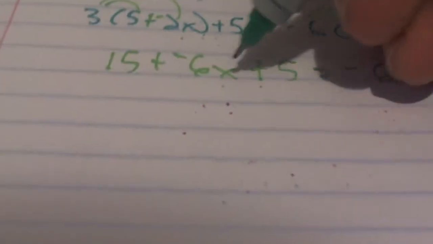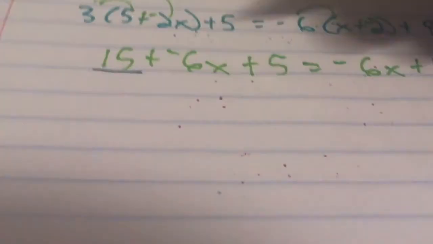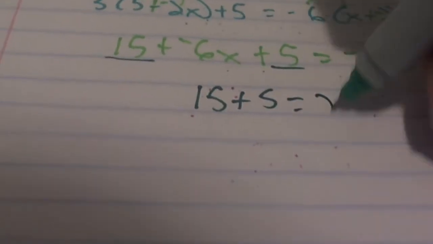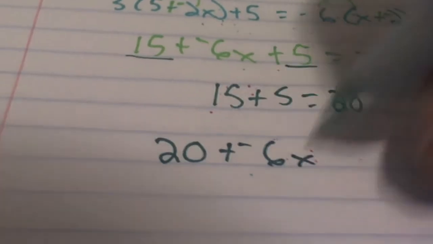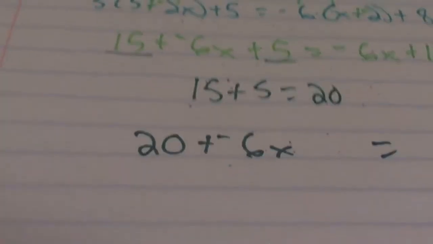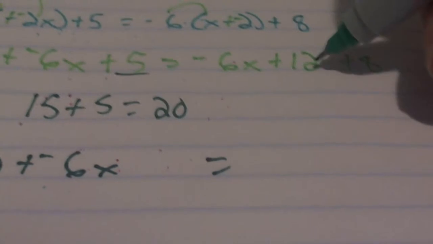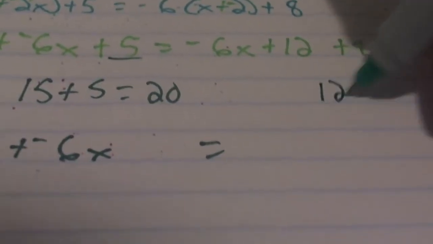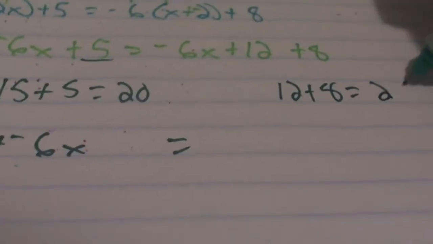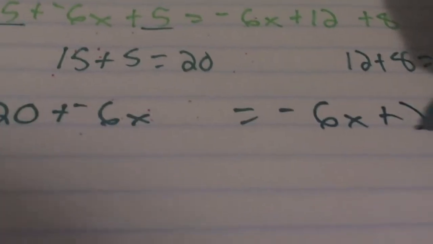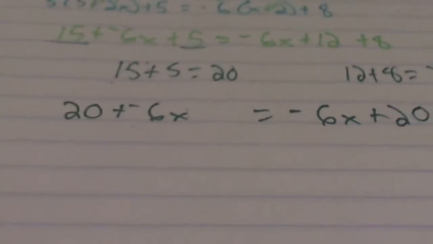So next step, let us again combine like terms. So, is there any other x's here? No, but there are two numbers. So let's add 15 plus 5. 15 plus 5 is 20. So this becomes 20 plus negative 6x. Now let's do the right side. You have positive 12 and 8. So 12 plus 8 is also 20. So we write this again. Negative 6x plus 20. Alright?